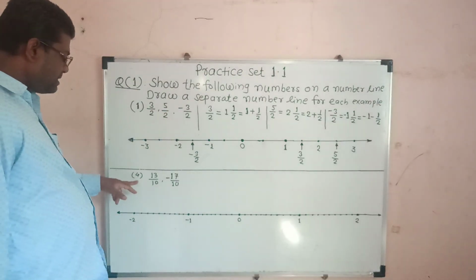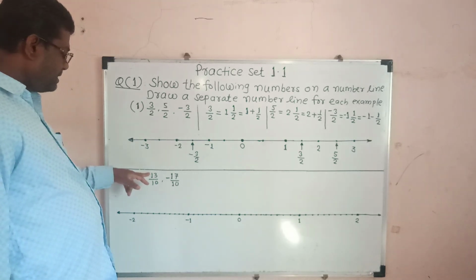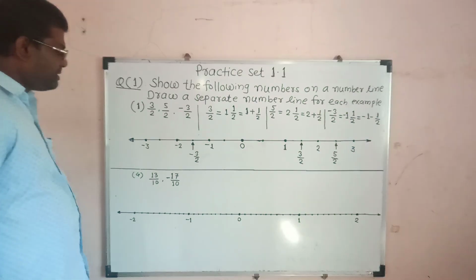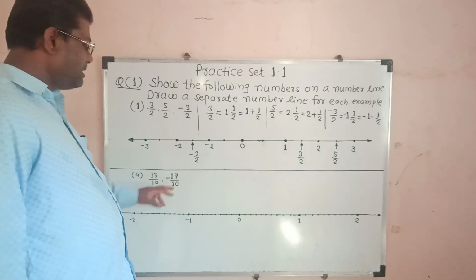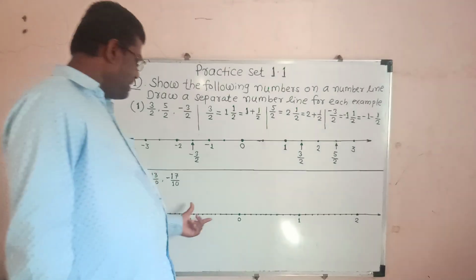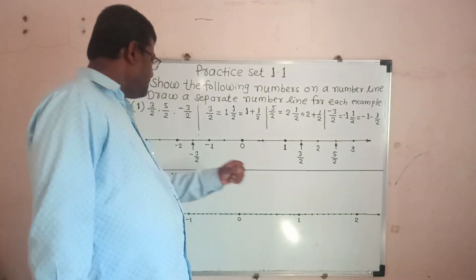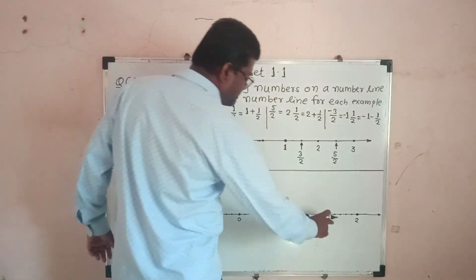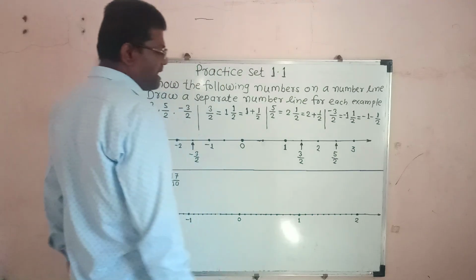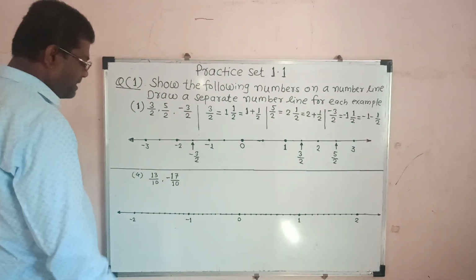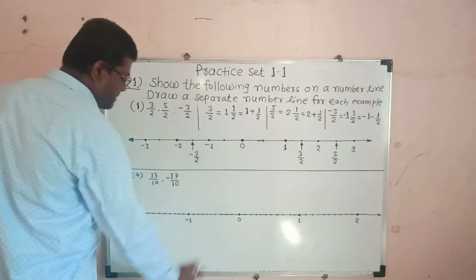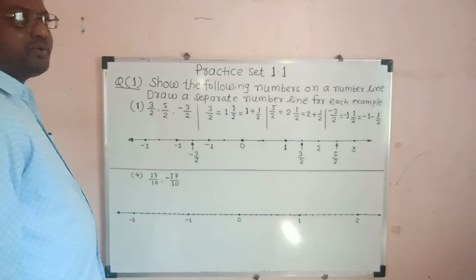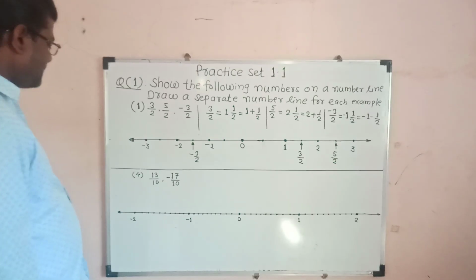Now let us see question number 4. The rational numbers are 13 upon 10 and minus 17 upon 10. Here the denominator is 10. Therefore, we divide each unit distance into 10 equal parts. Distance between 0 to 1, distance between 1 to 2 is divided into 10 equal parts. Similarly, distance between 0 to minus 1 and distance between minus 1 to minus 2 is also divided into 10 equal parts.